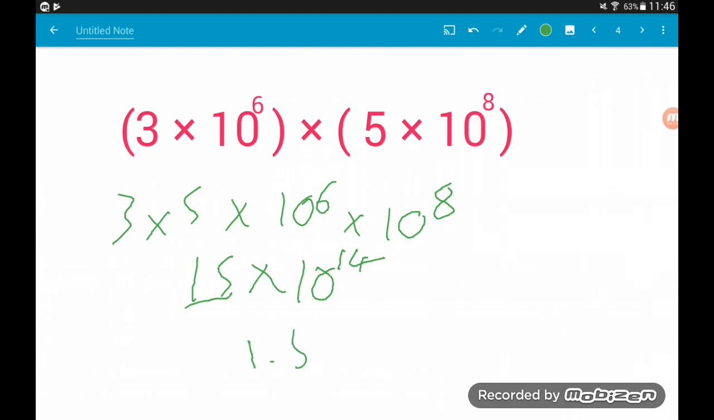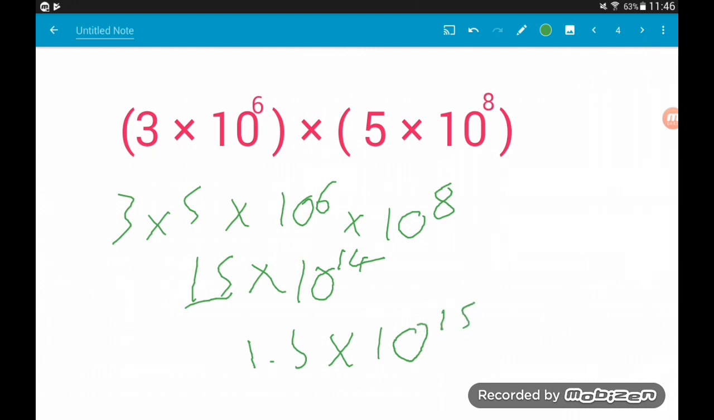1.5. Now what have we done to 15 to turn it into 1.5? Well, we have divided it by 1 power of 10. We have just divided 15 by 10 to get 1.5. Now we can't just come along and do that to a number, because that's going to change the number completely. So, to account for dividing the 15 by 10, we're going to multiply 10 to the power of 14 by 1 power of 10. So that's going to increase its power from 14 to 15.